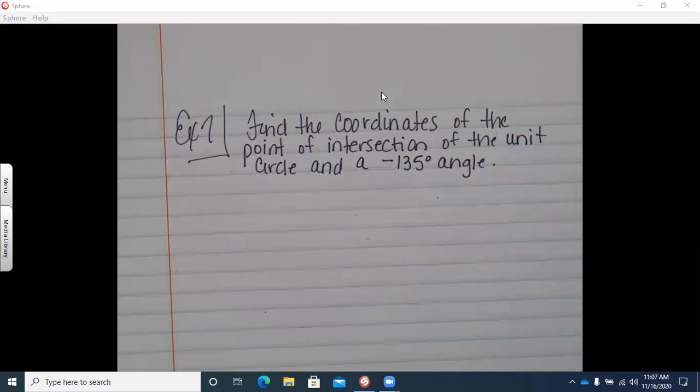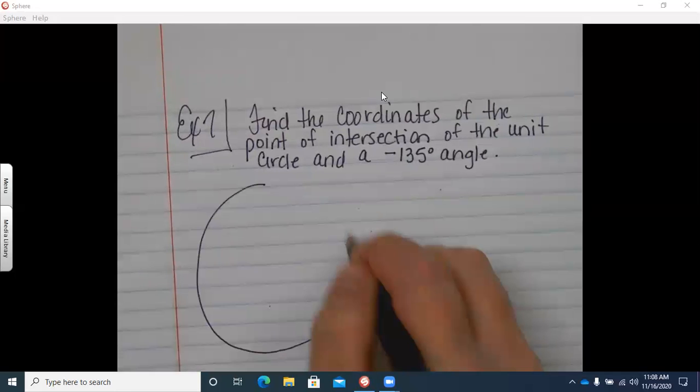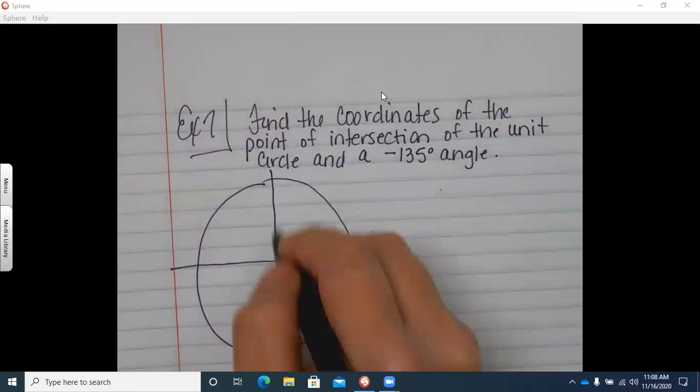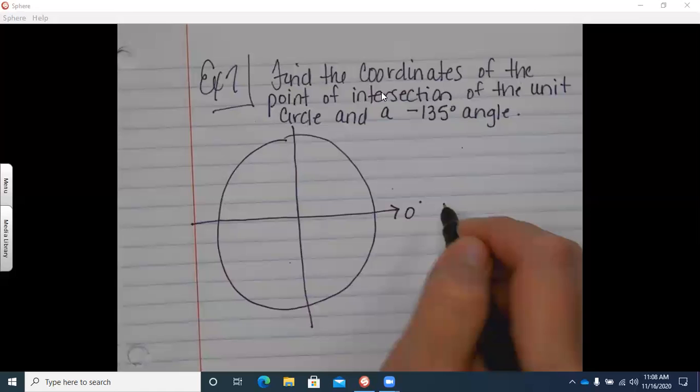All right, we haven't answered yet. What do you have, Adam? He said negative square root of 2 over 2, comma, negative square root of 2 over 2. Anybody else get that? That's what I got too. Good job. So it's a negative angle, negative 135 degrees. So we know we're going clockwise. What quadrant is that going to be in? Quadrant 3.